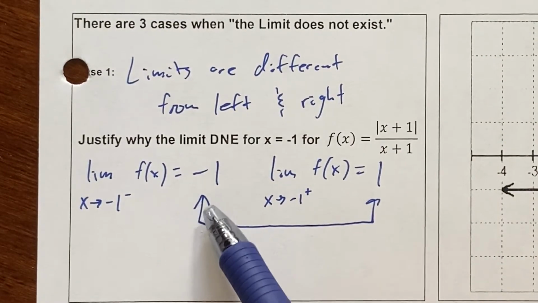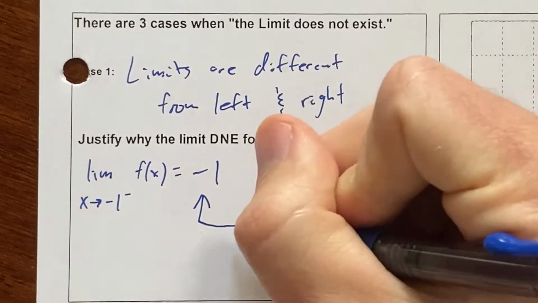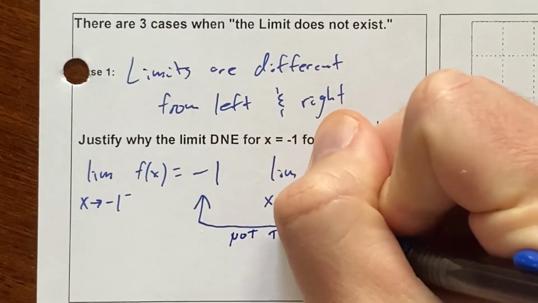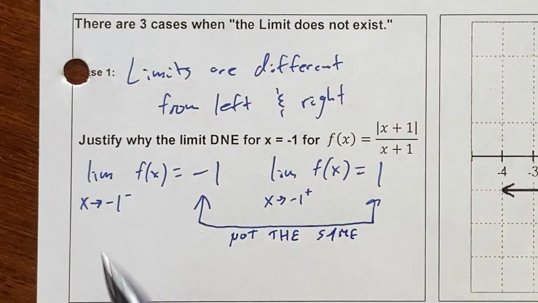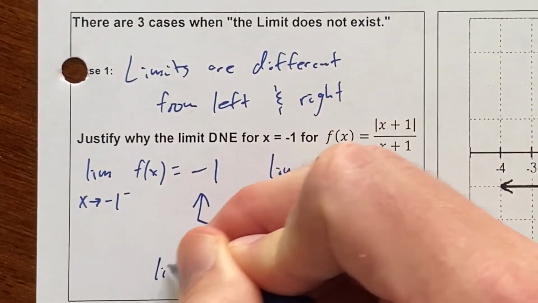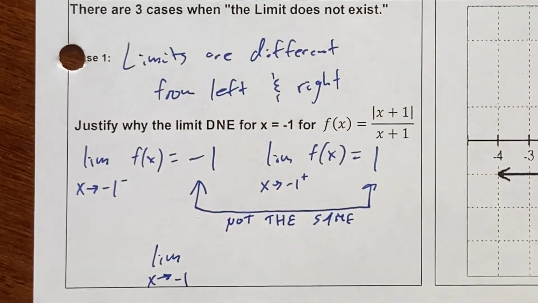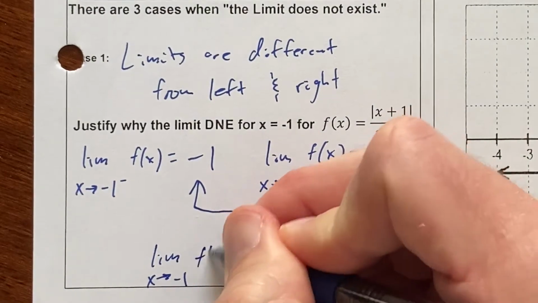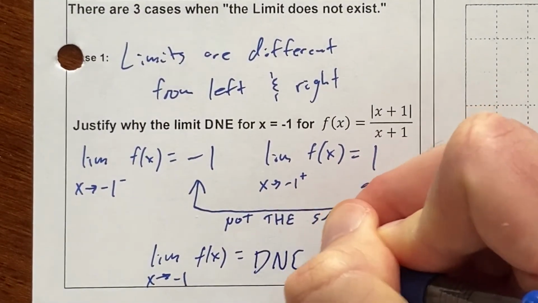And -1 does not equal +1, okay? Not the same. So we can find the limit from the left, that's perfectly fine. We can find the limit from the right, that's perfectly fine. But if I wanted to write it as the limit as x approaches -1, just in general, that does not exist.